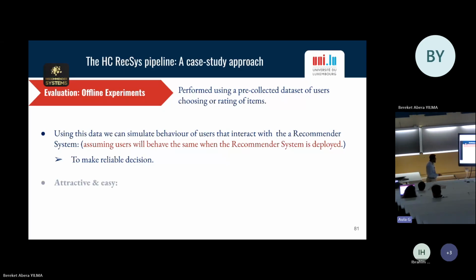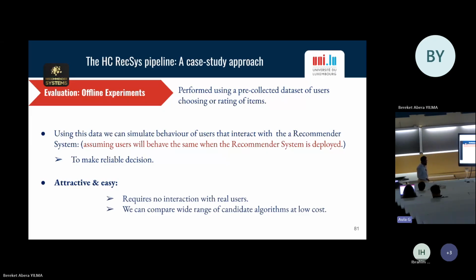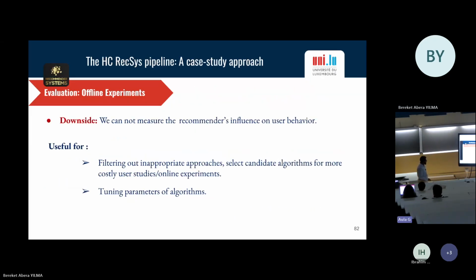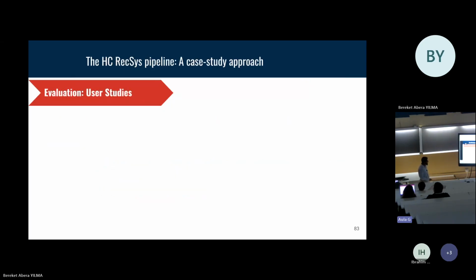So first you have to evaluate offline to help you make some reliable decision before you move forward with whatever kind of recommender system. It's easy, and that's why most of us do it first. And the downside, as I said, is you cannot really measure the influence of your RecSys on the actual users. But it's good for adjusting some hyperparameters. For example, if you want to adjust the topics, you can use coherence or whatever kind of metric, and you can retrain and fine-tune your model. It's good, but it doesn't really tell how it influenced the users in real life.